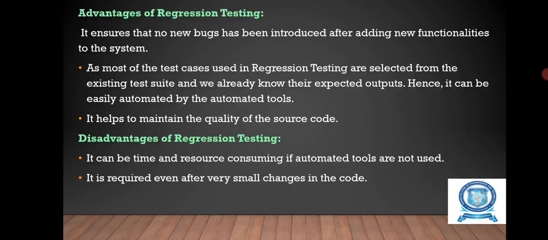The advantages of regression testing. It ensures that no new bugs have been introduced after adding new functionalities to the system, and as most of the test cases used in regression testing are selected from the existing test suite, and we already know what their expected outputs are, hence it can be easily automated by the automated tools. It helps to maintain the quality of the source code.